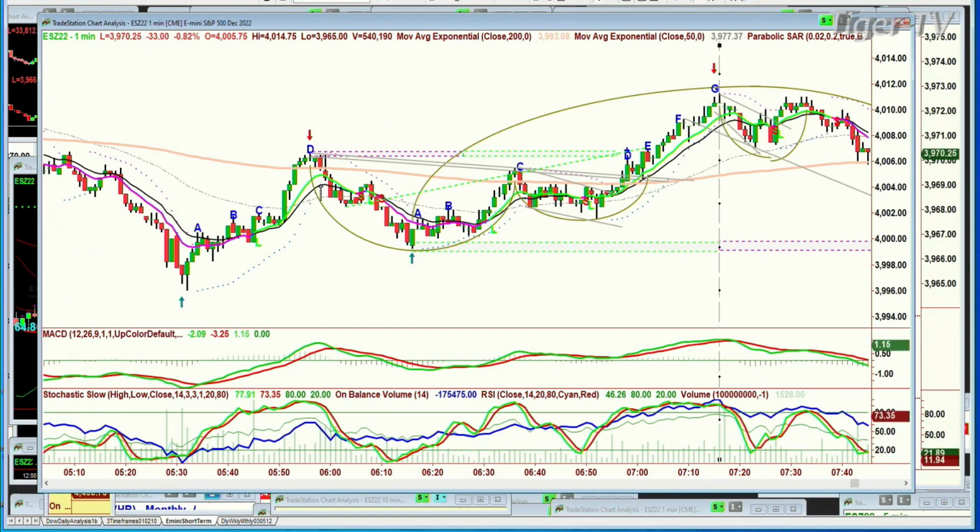which has been tested umpteen times in the last half hour here, that's prior to 7 o'clock. In fact, the last hour and a half, almost 2 hours, it kept failing at that, and then it broke above it, and it's coming back to it.